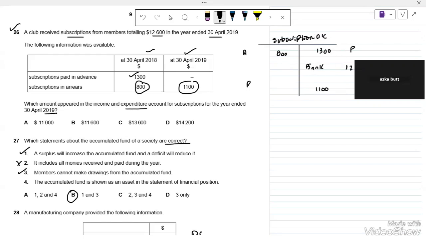We know that the income and expenditure account would come here, because when we close the subscription account at the end of the year, we debit the subscription account and credit the income statement. Whatever the difference we find, we will transfer it to the income and expenditure account here. So 12,600 plus 1100 minus 800, and 1300 as well, gives you 14,200. So option D is the right option.